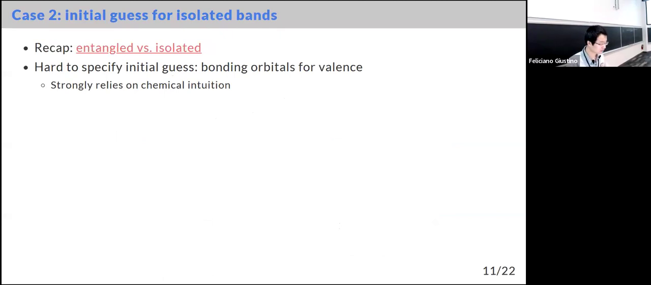So now let's switch to the second case, which is the initial guess for isolated bands. As I mentioned before, isolated bands are just bands which have a finite gap with respect to others, like the valence band of insulators, but you can also do any isolated group of bands, not necessarily just the valence band. In this case, it's even harder to specify the initial guess because you have to guess the shape of the bonding orbital and also the anti-bonding orbital, which are not simple spdf orbitals anymore. So this relies even further on the chemical intuition of the people.